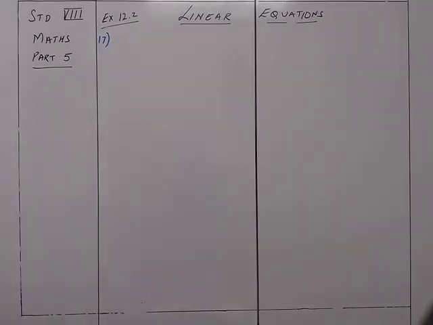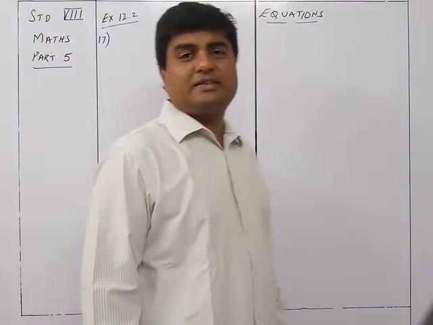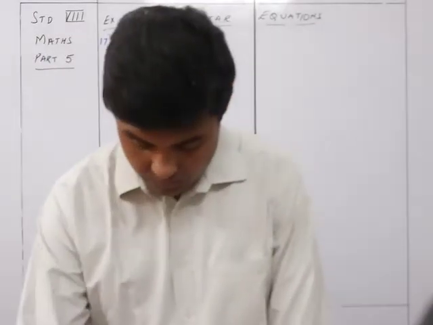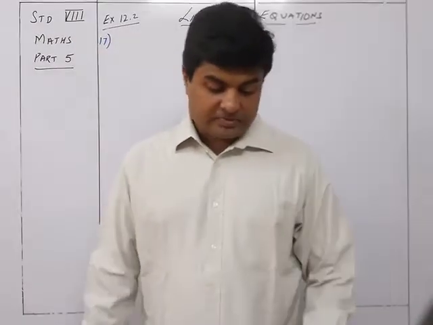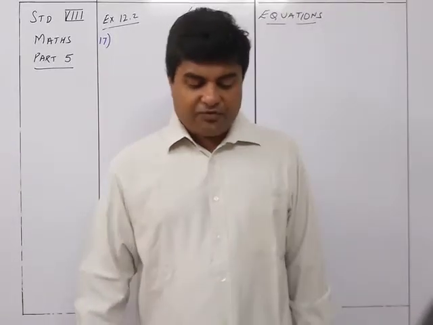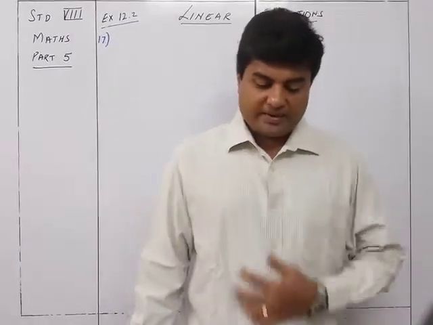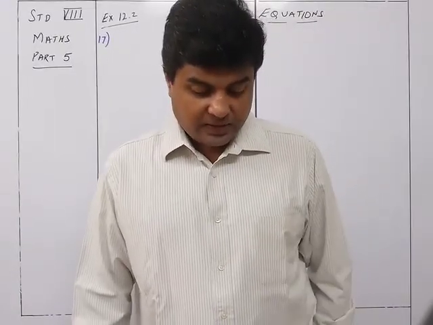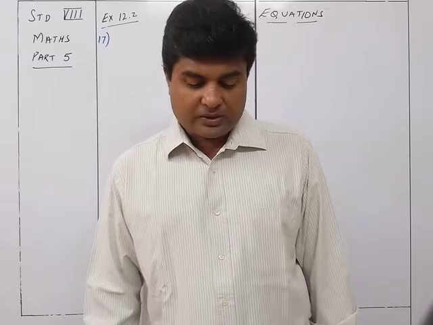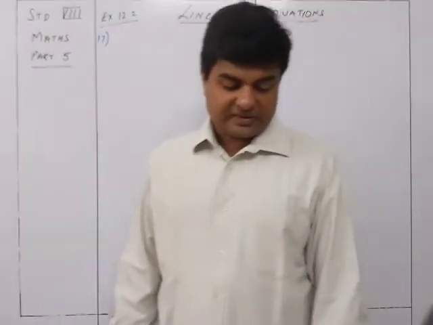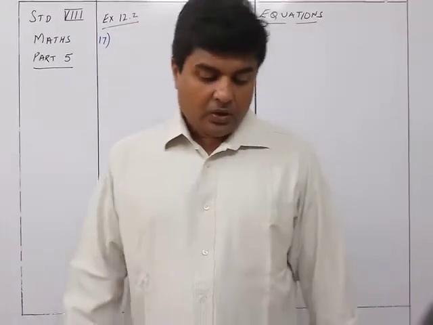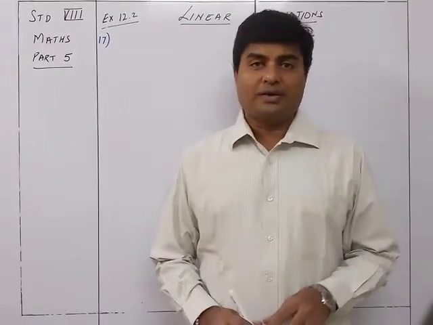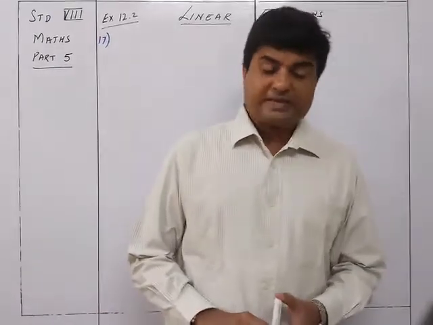So we continue with linear equations and we are on exercise 12.2. We continue with the 17th sum. So sum number 17. A local bus is carrying 40 passengers, some with 5 rupee tickets and the remaining with 7.50 rupee tickets. If the total receipt of these passengers is 230, find the number of passengers with 5 rupee tickets. Okay, so we know first of all that the number of the total travelers or the total passengers is 40.